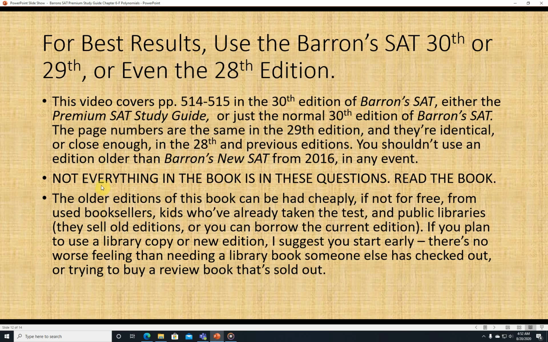The older editions of this book can be had cheaply, if not for free, from used booksellers. Kids who've already taken the test in public libraries, they tend to sell old editions, or you can borrow the current edition. If you plan to use a library copy or a new edition, I suggest you start early. There's no worse feeling than needing a library book someone else has checked out, or trying to buy a review book that's sold out. And anyway, look, don't start studying 2 days before the test. You want to start far enough out that you can do a little at a time. There are biochemical reasons why your memory can only absorb so much, and that cram studying doesn't work.